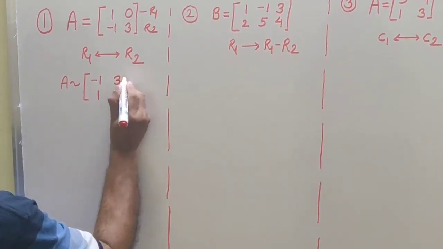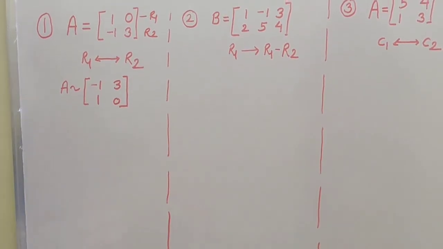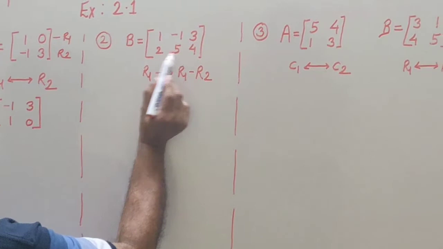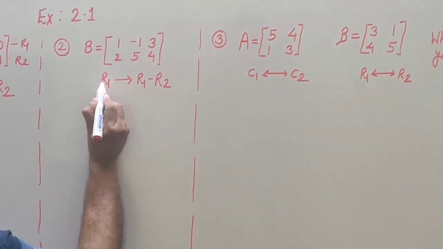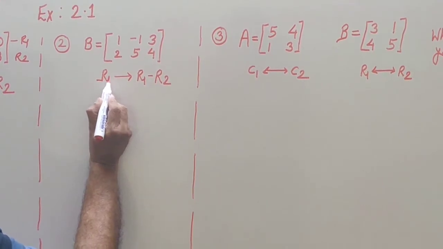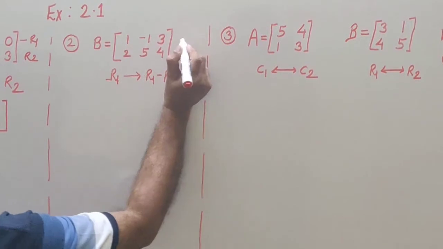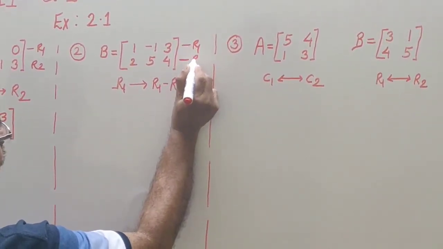So this will be your answer. Okay. Now we will go to the another problem. Second problem, B is given 1 minus 1 3, 2 5 and 4. Here the operation is taking place on R1 implies R1 minus R2. Means what is R1 here? Again R1 is here. This is R2.